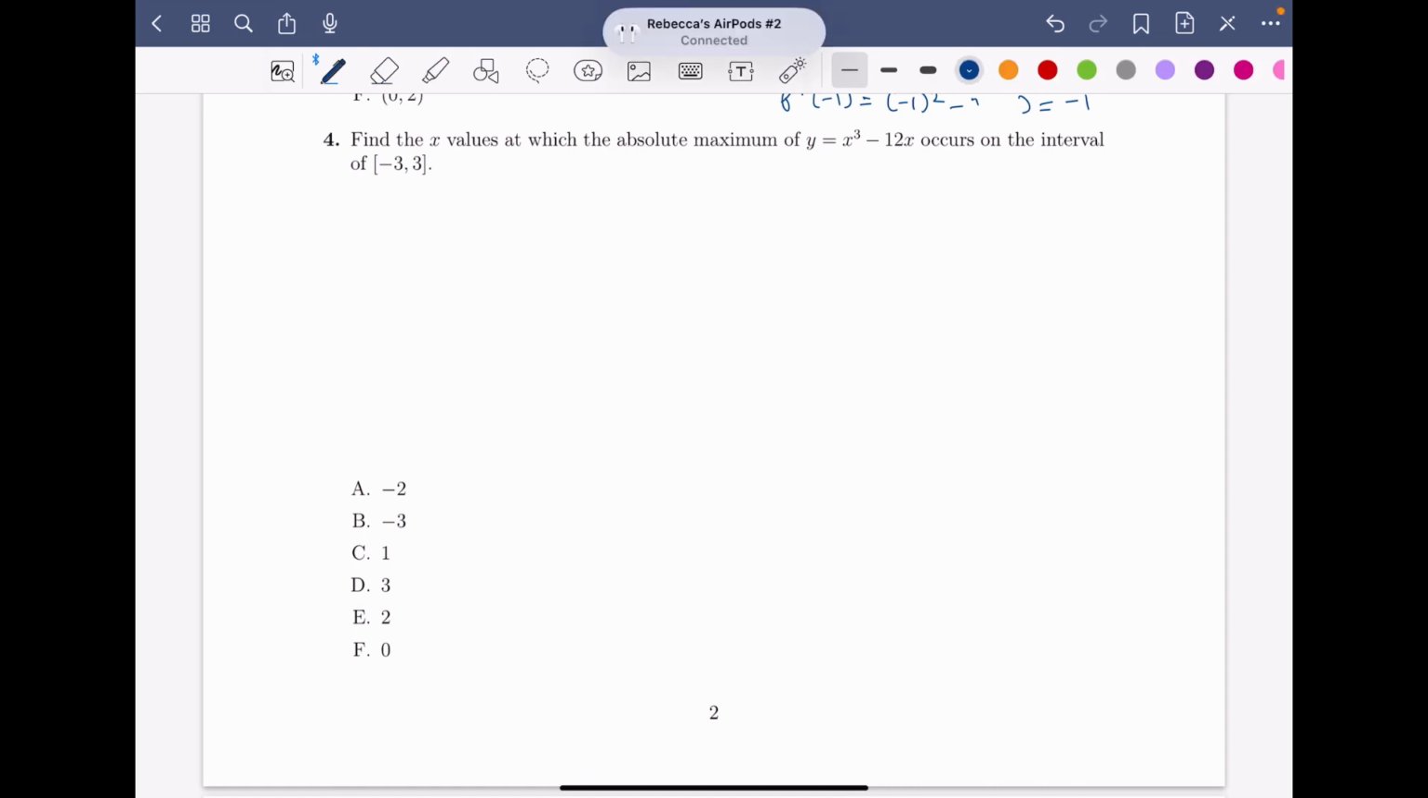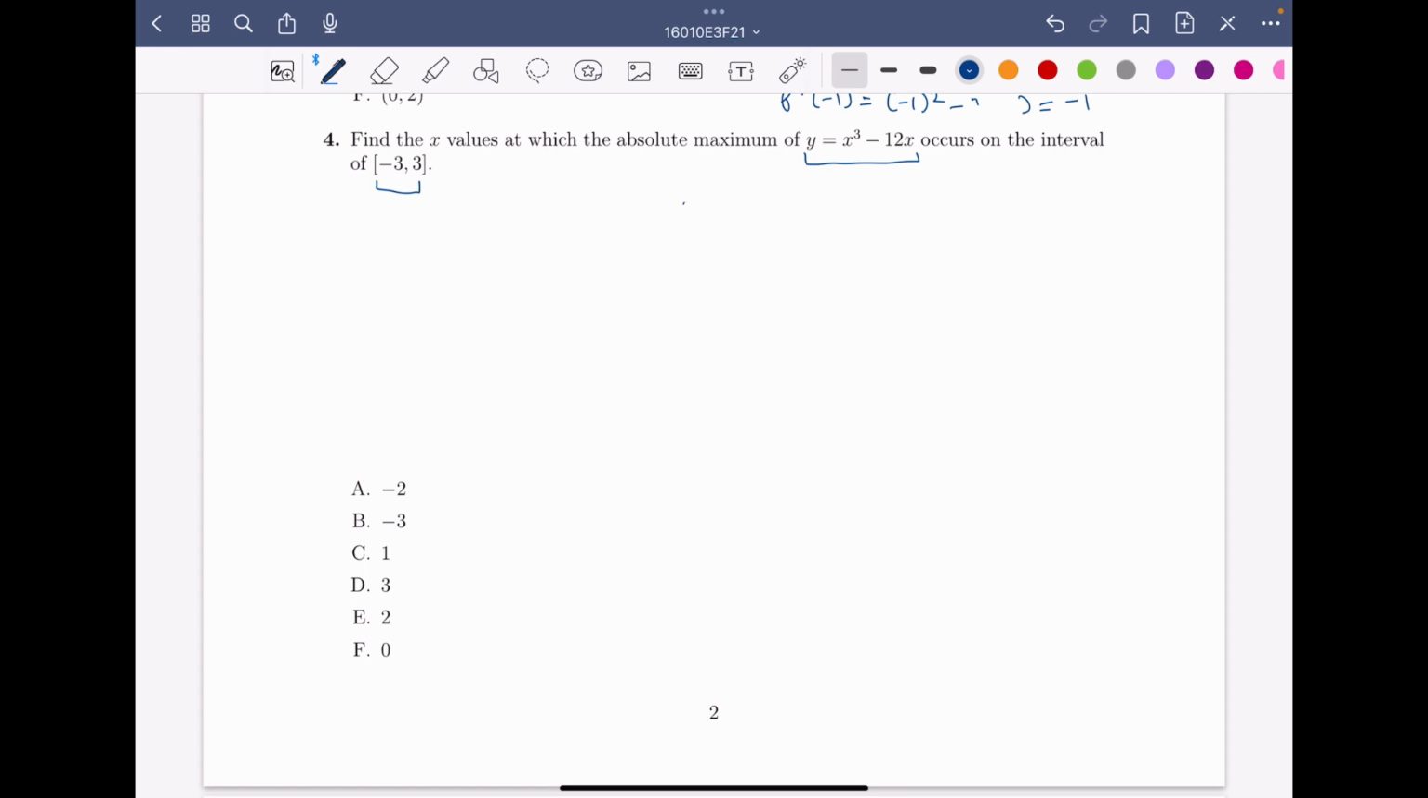The function y equals x cubed minus 12x, where the max or min occurs on the interval of negative 3 to 3. So when we're trying to find a max or min on an interval, we want to check both the critical numbers of the function as well as the edges, as the edges won't show up in the first derivative, but they might actually in fact be the max or min. So let's first start by trying to find the first derivative.